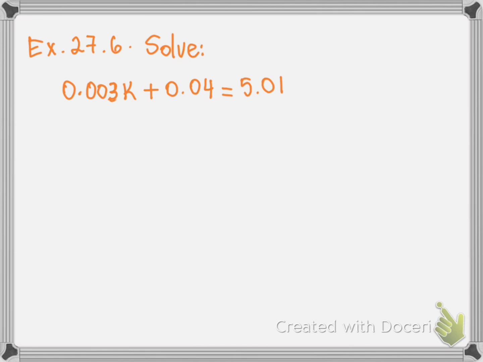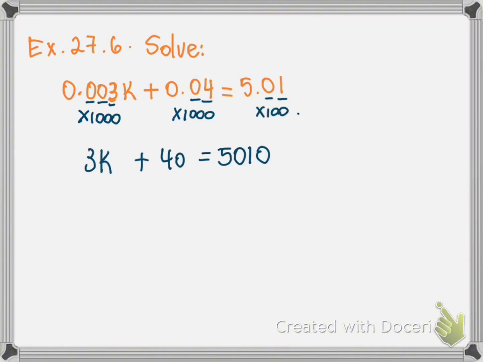In this case, we do the same. We count, and this one has 3 decimals. The other ones have only 2. So in this case, we have to multiply times 1,000 because we have 3 decimals. So we have to put 3 zeros. When we multiply by 1,000, we get 3k plus 40 equals 5,010.